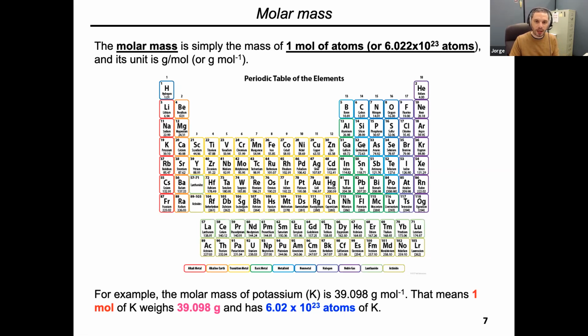Okay, so now what I'm doing with the atomic molar mass is adding one more thing to our conversion factor. Okay, so we started with the relation between mole of atoms and number of atoms. Now we are going to add the weight of the atoms to our conversions.